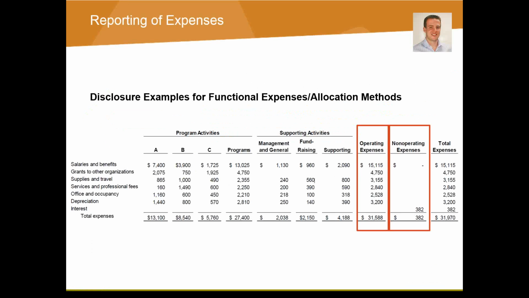So you have your natural class going down the page, your salaries and benefits, occupancy, depreciation, and then you have it going over the program activities, supporting activities. And so it's broken out by both natural and functional class here on the financial statements. The last thing I wanted to add here is, like you see depreciation, and depreciation is allocated between the program activities and supporting activities, both G&A and fundraising.